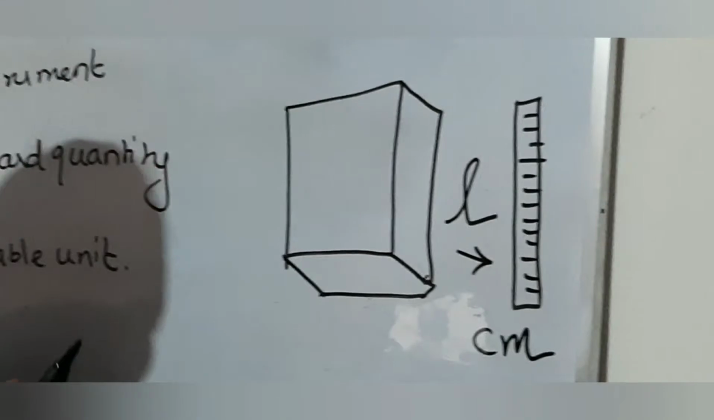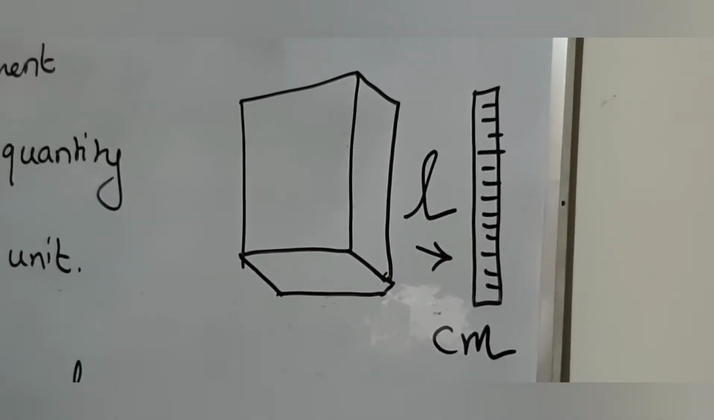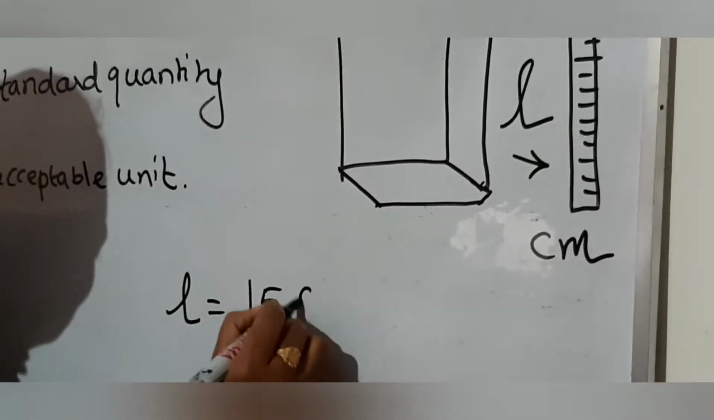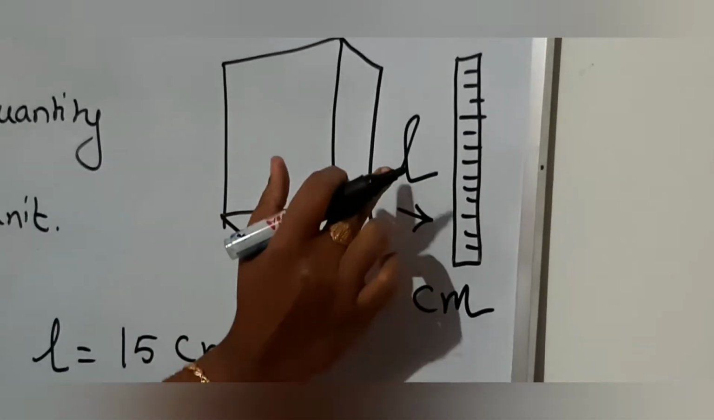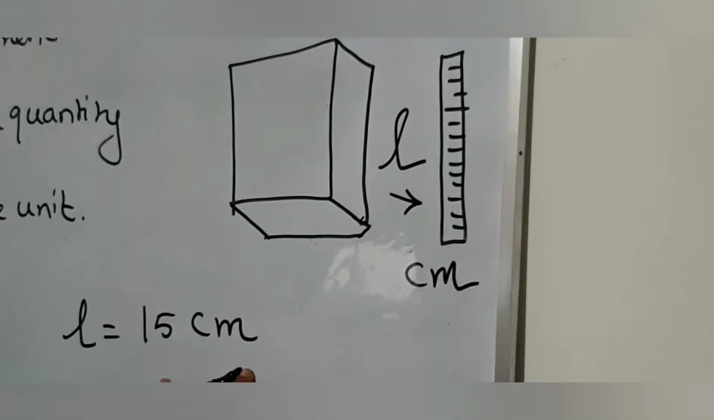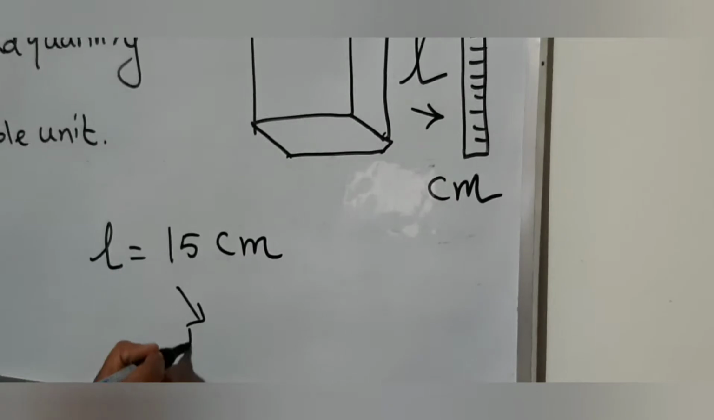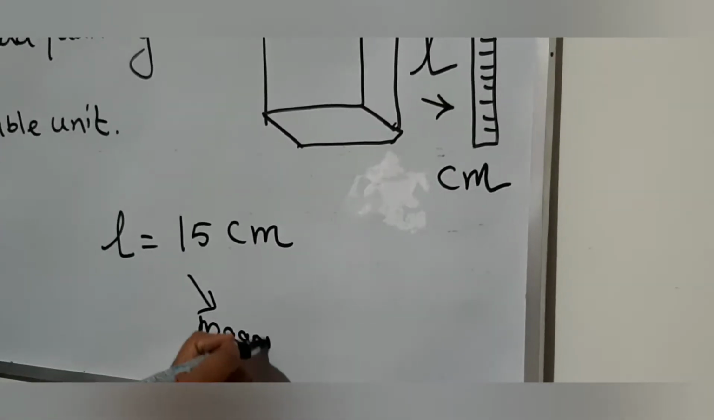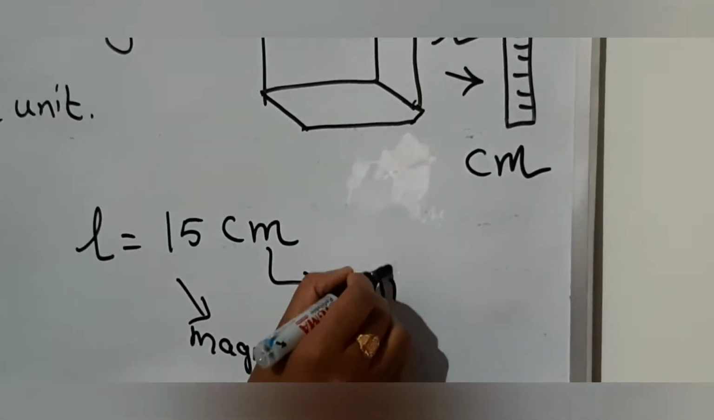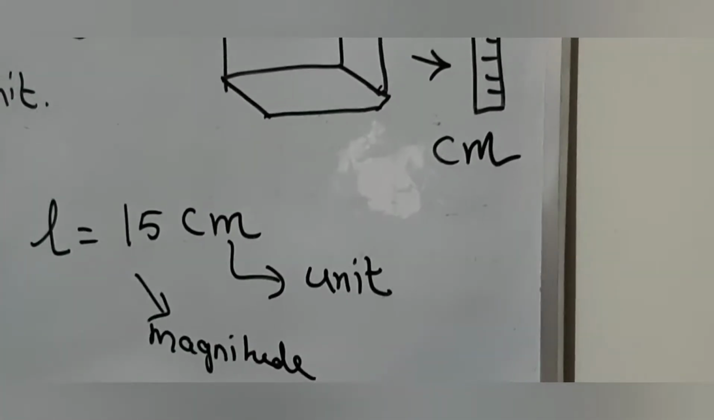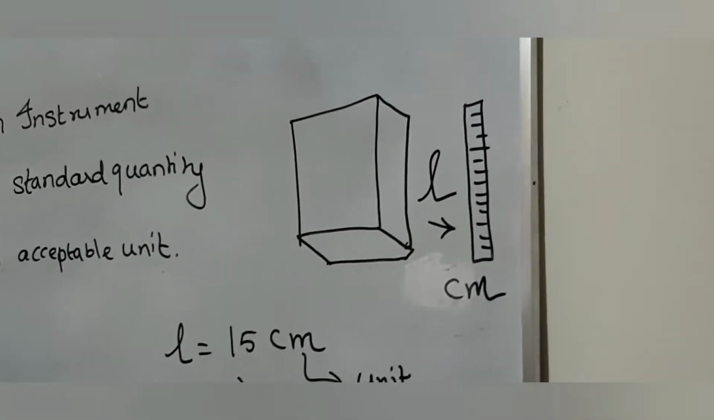This ruler is in centimeter. So, let us assume that L is equal to 15 centimeter. That is, the unknown physical quantity L is 15 centimeter. Here, 15 is the magnitude and the centimeter is the unit. So, this process is called measurement.